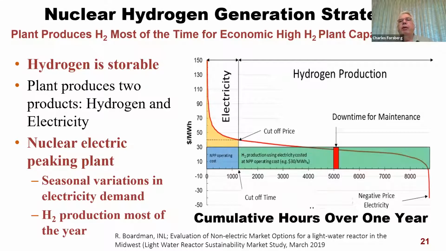What's the implication of this? We show here a nuclear hydrogen electricity system based on the fact that first, hydrogen is storable, so we can meet the demands of the customer no matter what our production facility is. We have a plant that produces two products, hydrogen and electricity, and the nuclear plant becomes an electric peaking plant. 80% of the time it produces hydrogen, as shown on the right. 20% of the time it produces electricity. That electricity can be used at times of peak power demand, including seasonal demand.